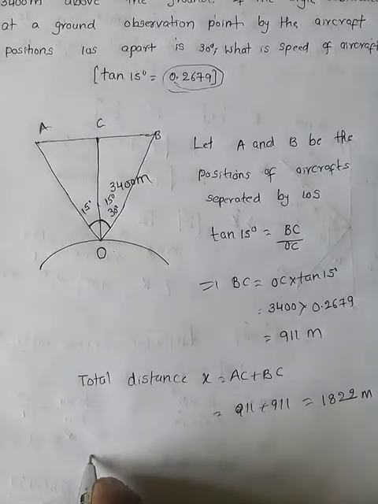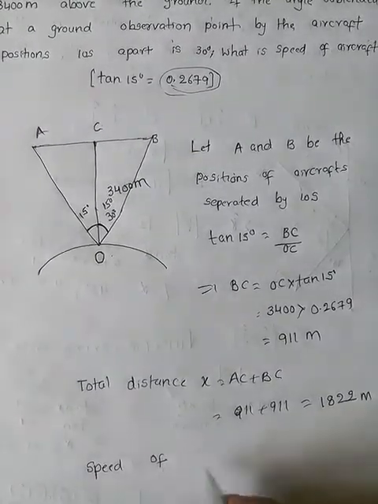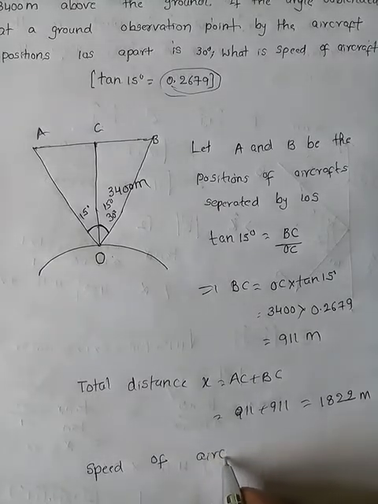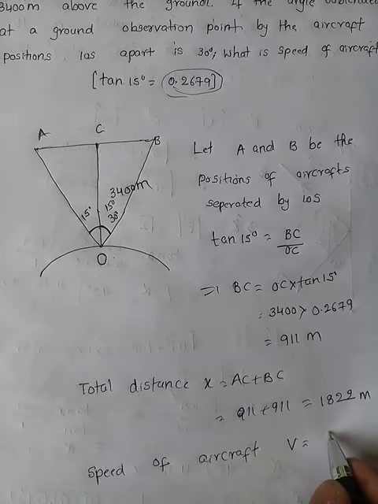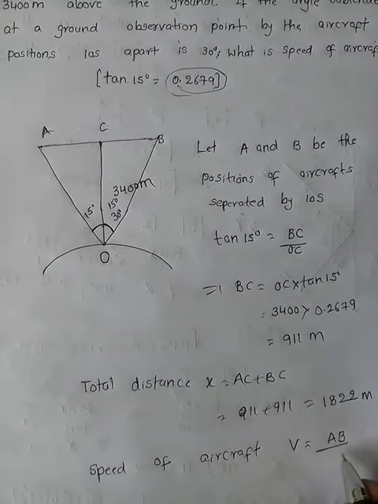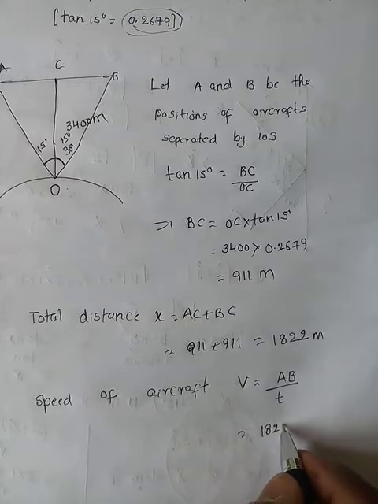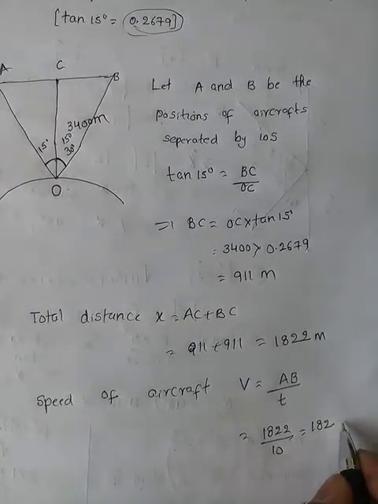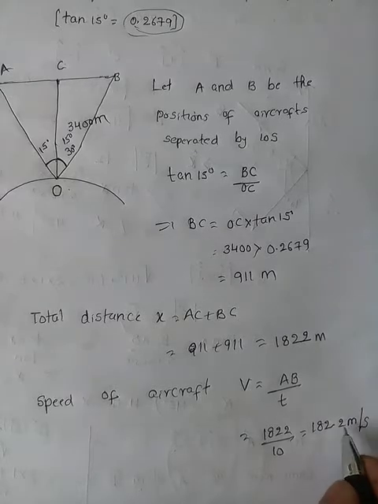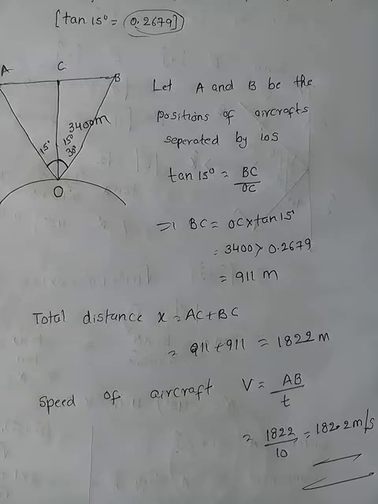Now the speed of the aircraft is very simple because we have already calculated the distance and the time is given. So the speed of the aircraft is equal to what? Total distance, that is A to B, divided by the time taken T. What is the total distance travelled? 1822 meters by 10 seconds. So the answer is 182.2 meters per second. That is the speed of the aircraft in this given question.